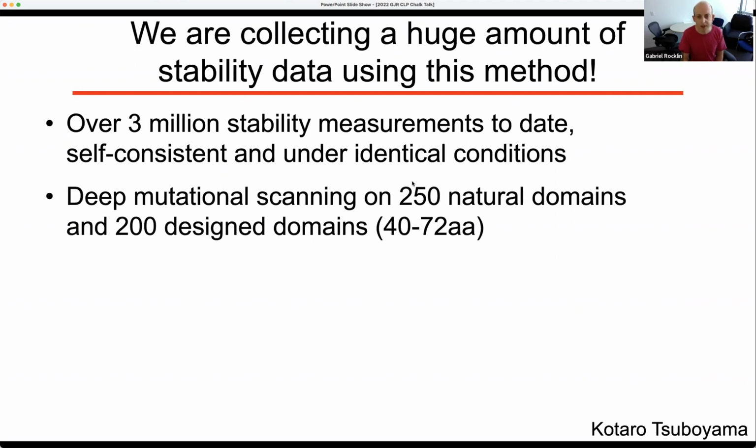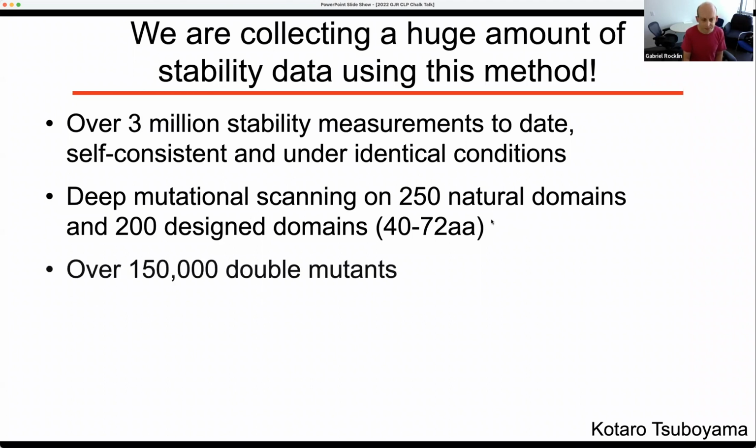In these experiments, we took about 250 natural domains and 200 design domains and did what's called deep mutational scanning, where we look at every possible single mutant at every different position. And unlike other experiments, we also included insertions and deletions in these libraries, which have really never been studied at any kind of scale. We also assayed about 150,000 double mutants to help use this data to understand interactions between residues.